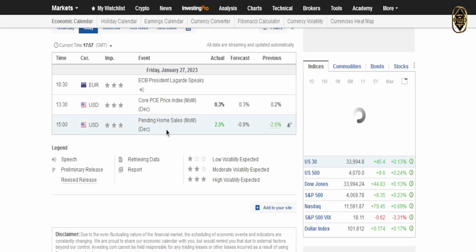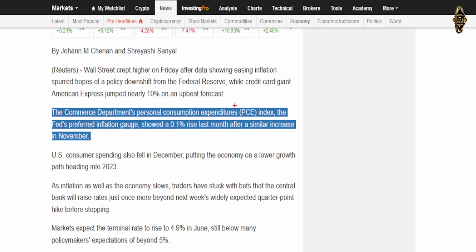And another thing, very important, explaining those things very well for you. As you see here, the PCE, that's what the Fed looks at. It shows a 0.01 rise last month. From the last month, we stayed at 0.03. So till now, there is nothing increasing.